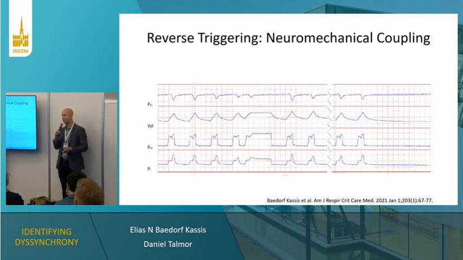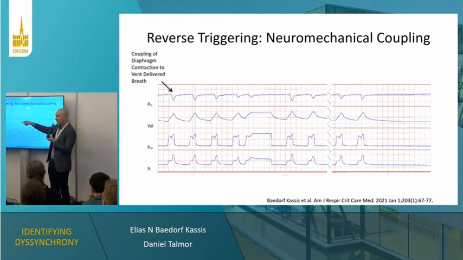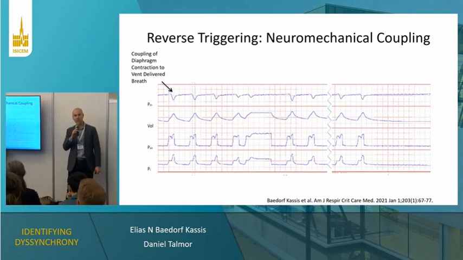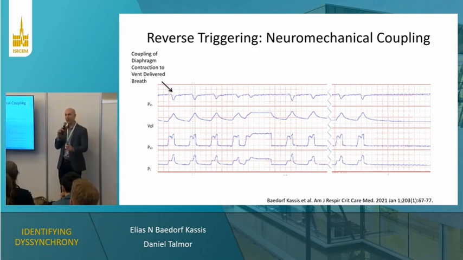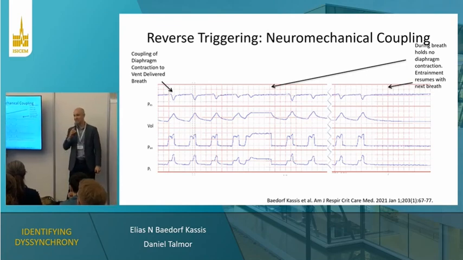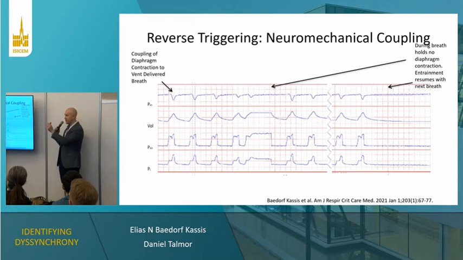What I'm showing you here is classic reverse triggering, where we see esophageal pressure in the top, and the ventilator delivers a breath, and in response, there's a neuromechanical coupling of the diaphragm contraction with the ventilator delivered breath. And this is very tightly coupled in this particular patient, because as you can see, during the breath holds, both inspiratory and expiratory breath holds, the coupling creates no additional diaphragm contraction during those times. If you waited long enough, the patient would start resuming inspiratory activity. But you can see in the moment here, there's very tight coupling.